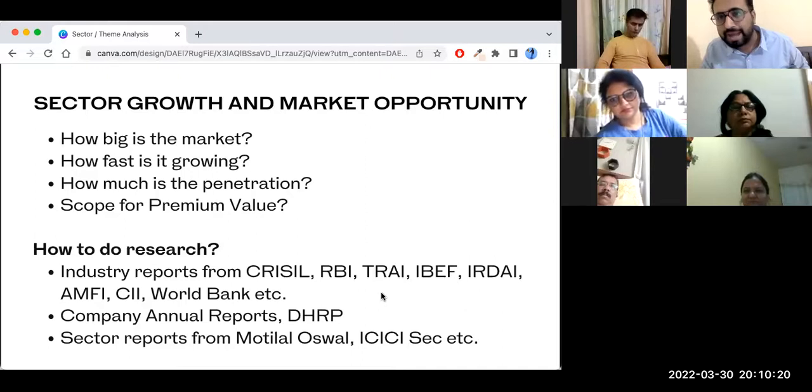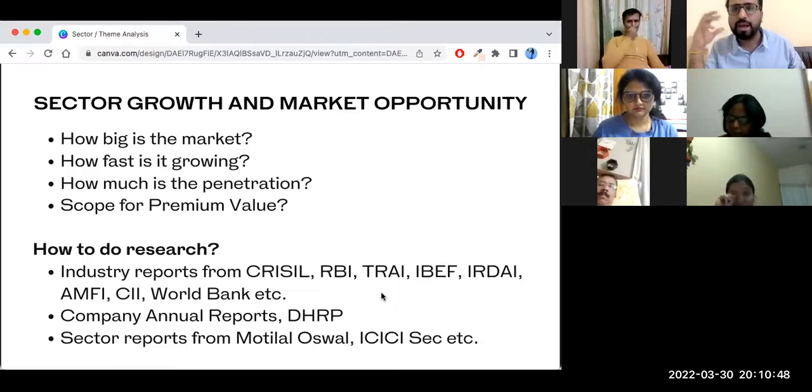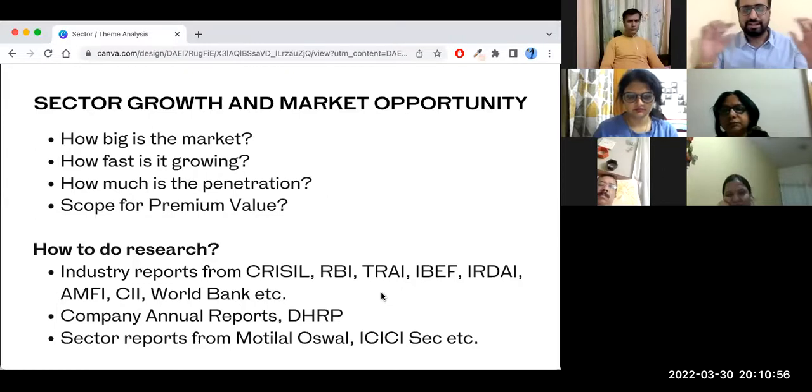Then there is the banking report, or specifically the financial industry report published by RBI. There are reports published by TRAI, the Telecom Regulatory Authority of India, on telecom. Then IBEF, that's also a multi-industry report website. IRDAI is the Insurance Regulatory and Development Authority of India; they publish reports on the insurance industry. AMFI is for mutual funds. CII is again multi-industry. The World Bank also publishes multiple sectors, but specifically for the finance sector. Now these are industry reports, right?